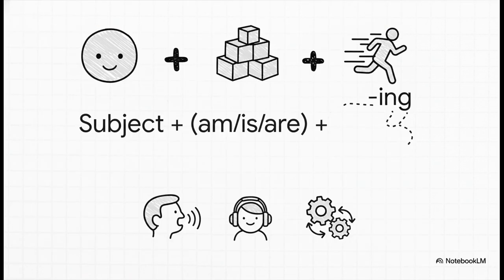And you know what? The formula couldn't be easier. It's just your subject, the right form of the verb to be, so am, is, or are, and then your main verb with that ing tacked on the end. I am talking. You are listening. It is working. See? Simple as that.